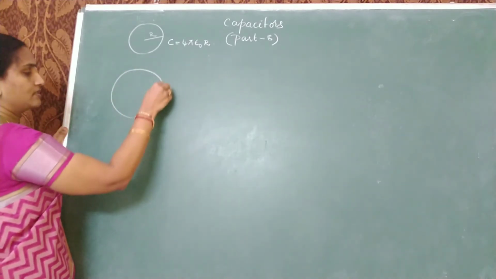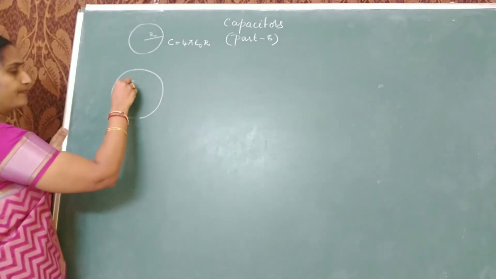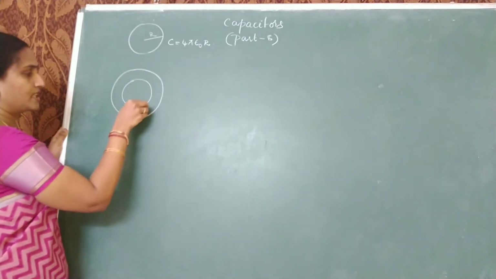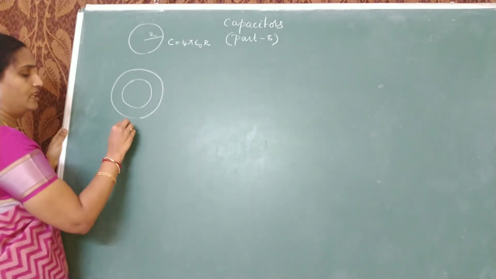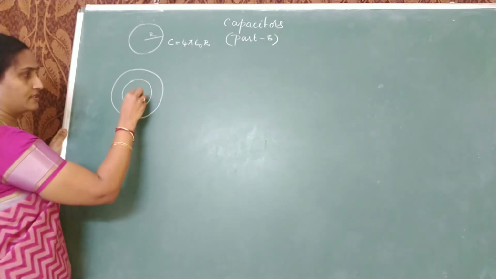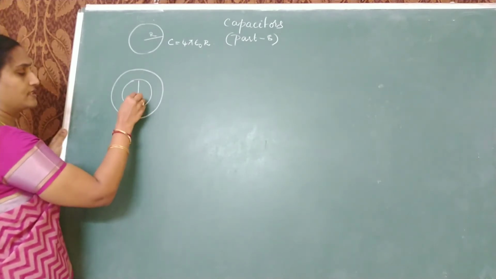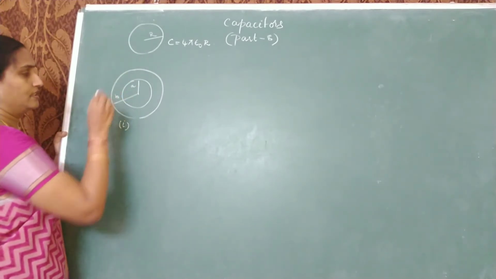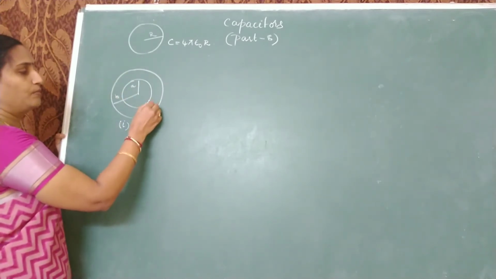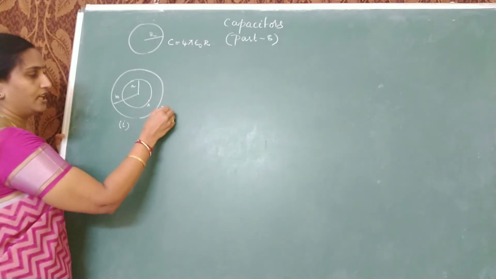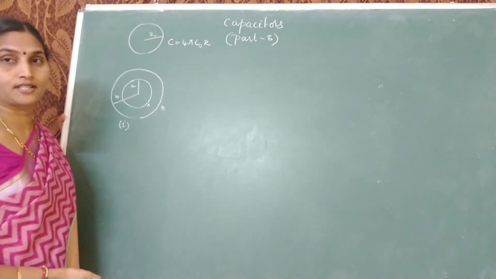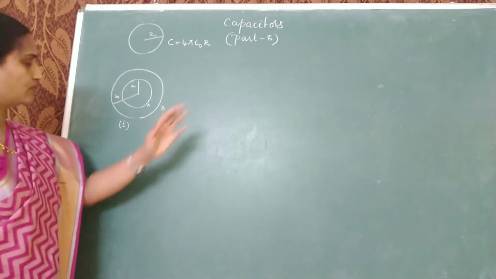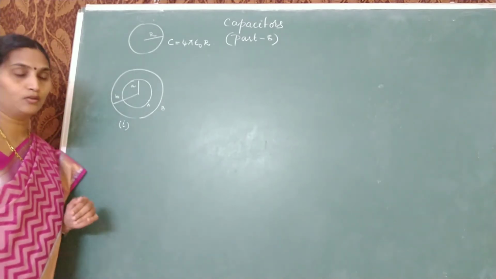Okay, there are a number of cases here. So the first case is find out the capacitance of these two concentric spherical shells. Radius of the inner shell is A, outer shell is B, between the points A and B. Okay, this is your first case. Apart from this, we have two more cases. Okay, we'll study one by one.